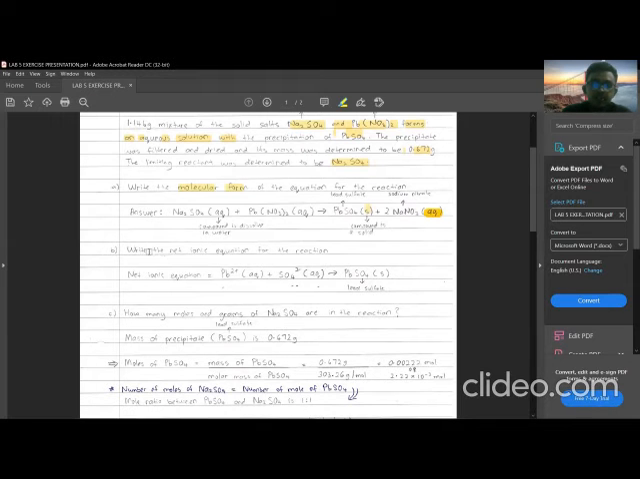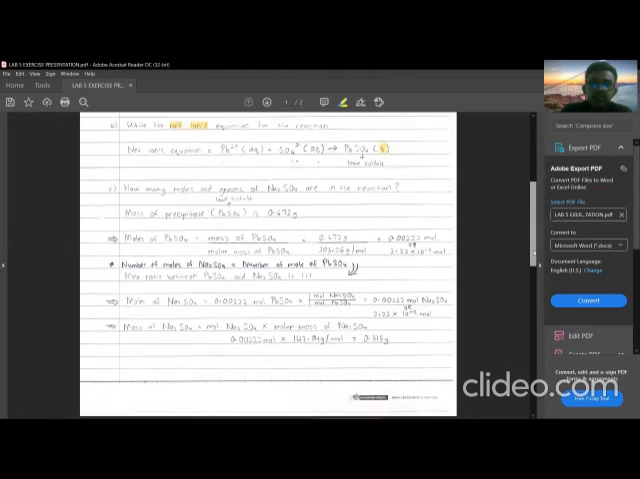The second question is: write the net ionic equation for the reaction. So the net ionic equation is Pb2+ plus SO4 2-. So we will get PbSO4, because Pb here is plus 2 and here is minus 2. So we will get PbSO4. We write here s because it is a solid, which is lead sulfate.